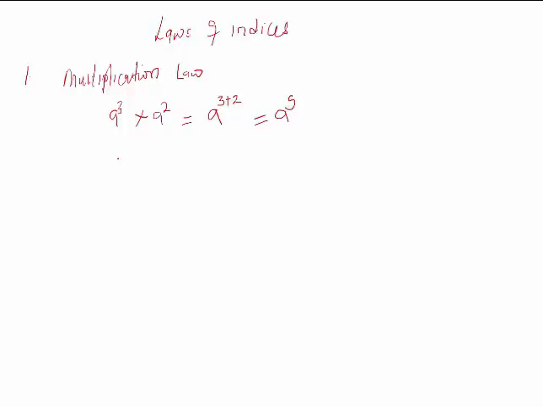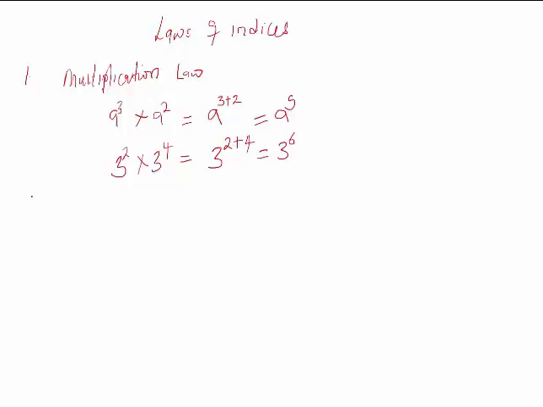Let me give you an example again. Assuming we have something like 3 raised to the power of 2 times 3 raised to the power of 4. What I'm going to do is take one of the base, which is 3, then raise it to the power of 2 plus 4, and that will give me 3 raised to the power of 6. What this multiplication law does is you add the powers. Are you getting it?